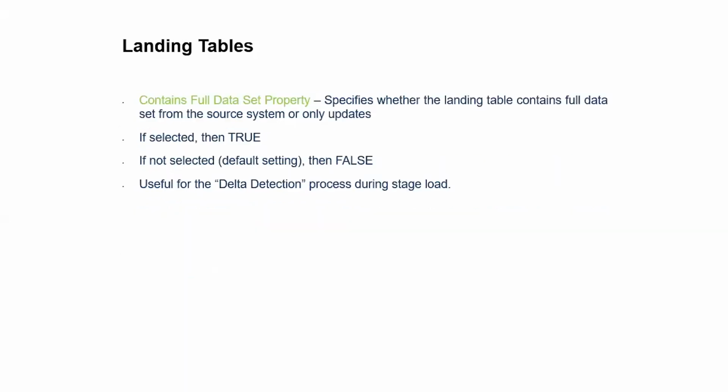There is the contains full data set property. As I said, it indicates whether the full data set is coming from the source system. If selected, it is true; if not selected, it is false. It is useful for the delta detection process during stage load. So if contains full data set has been enabled, then we get the feature to enable delta detection.